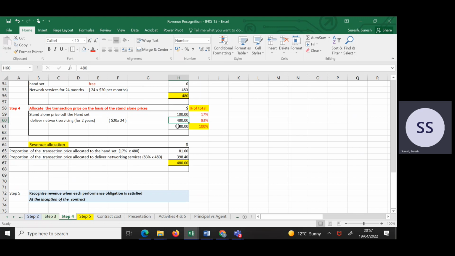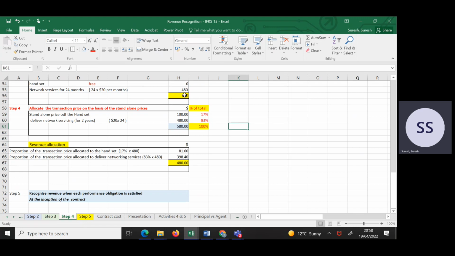So now I need to find the percentage of these standalone prices as against the total. I know the handset would cost $100 as against its total of 580. It's 17%. Likewise, 480 is the standalone price of the network servicing as against its total of 580. It will be 83%. That's what I understand from here.